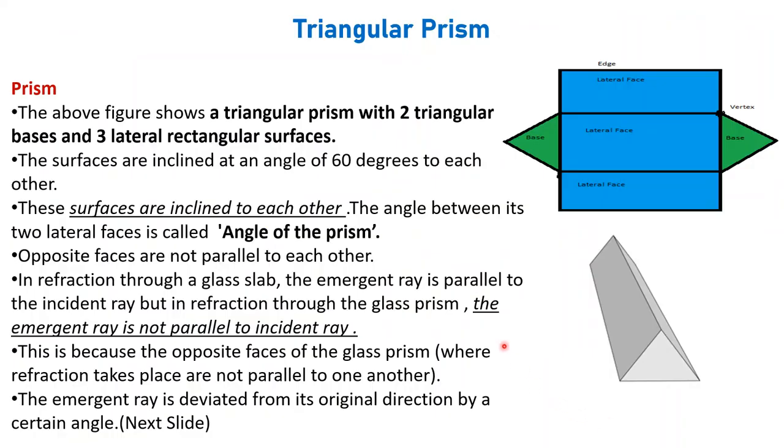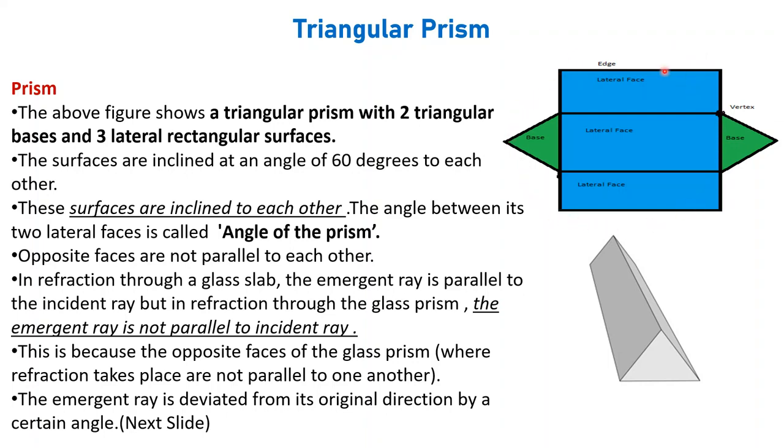So let's start with the topic prism, right? So let's take a prism. Have you ever seen the prism? Okay, now let me describe some characteristics of prism. So prism, as you can see, is made up of three lateral faces. You can see these are the three rectangles and two triangles, children. It is made up of three rectangular faces and two triangular faces, right? So this is what a prism is.